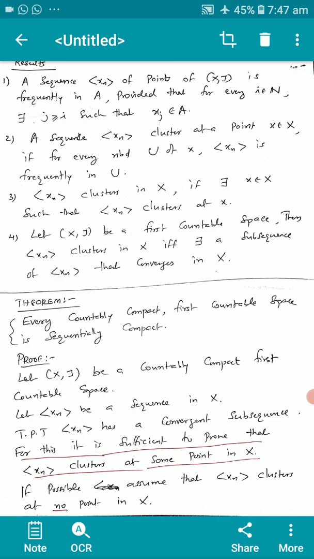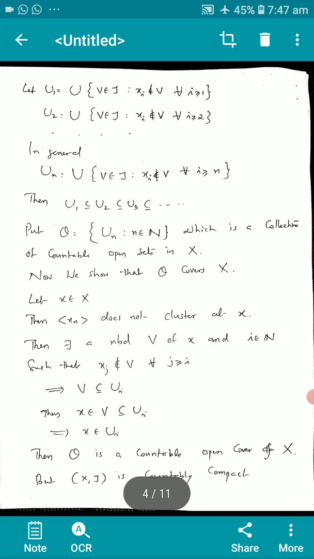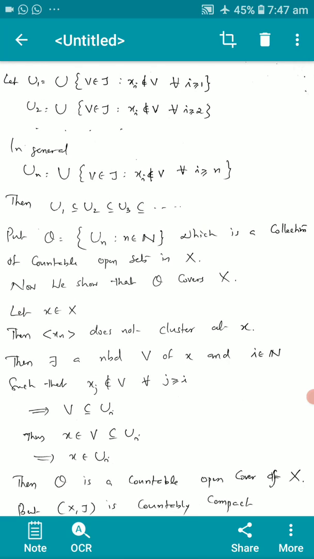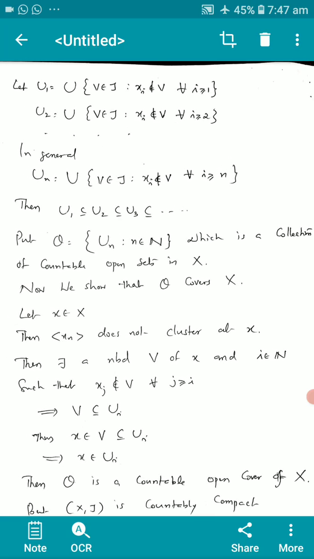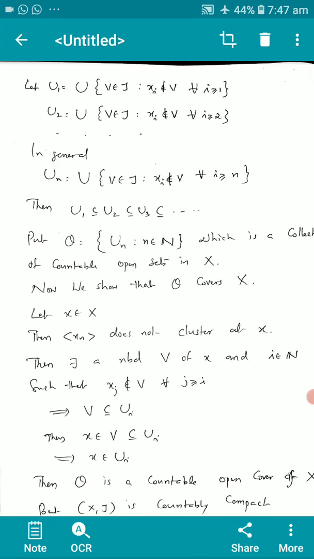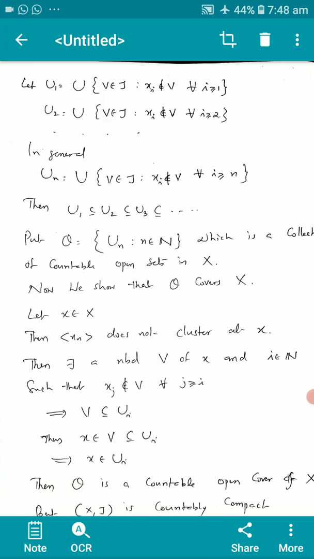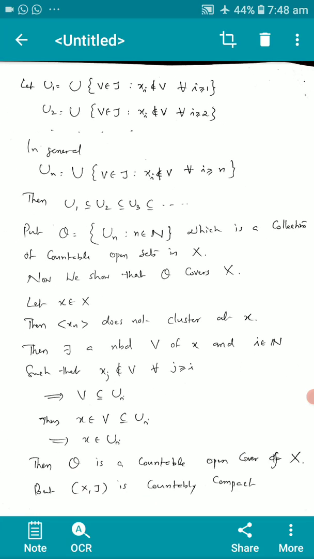If possible, assume that the sequence x_n clusters at no point in X. That is the assumption. Let U1 be the union of V in tau such that x_i is not an element of V for all i greater than or equal to 1. In the same way, U2 is defined: U2 is the union of V in tau such that x_i is not in V for all i greater than or equal to 2. In general, you can write U_n equal to the union of V in tau such that x_i is not in V for all i greater than or equal to n.